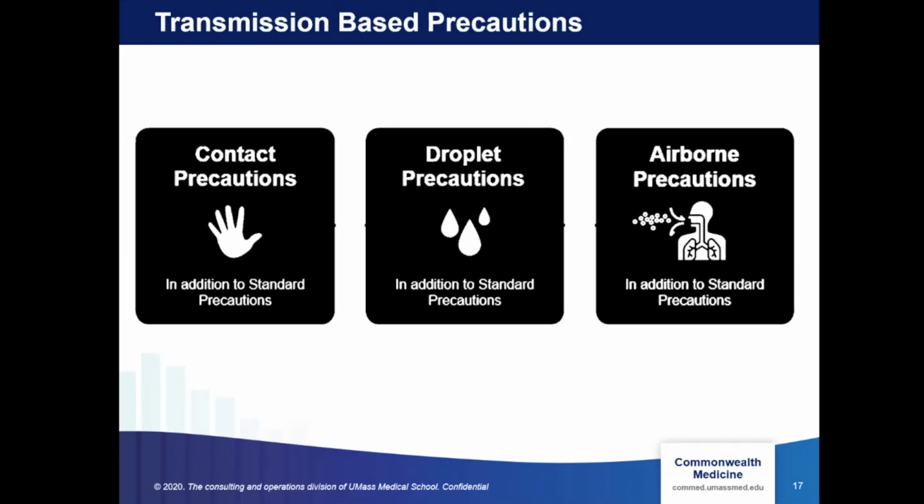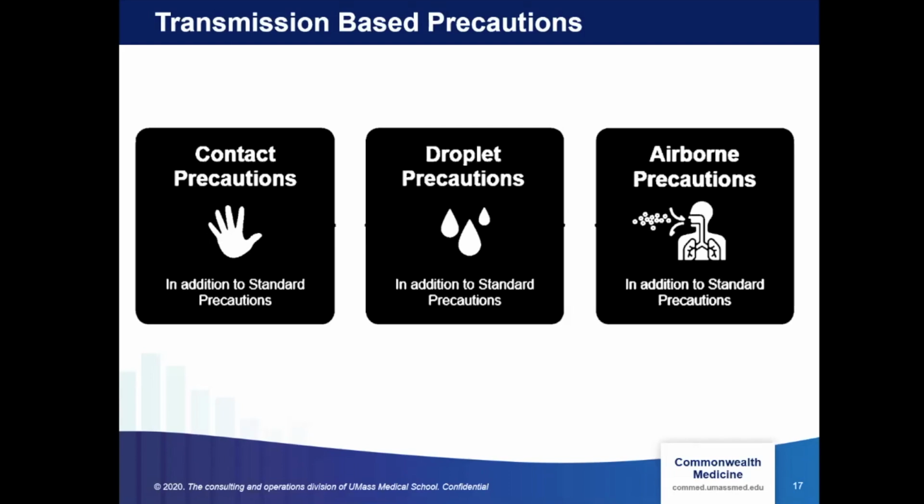Droplet precautions is for residents with infections transmitted by droplet nuclei, such as influenza, mumps, pertussis, and mild cases of COVID-19. Preferably, a private room is required to isolate the resident from others, and a surgical mask is worn when entering the room. Airborne precautions are for residents with infections that we know are transmitted by the airborne route.